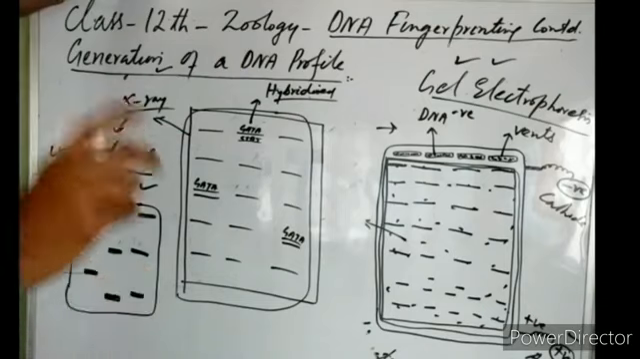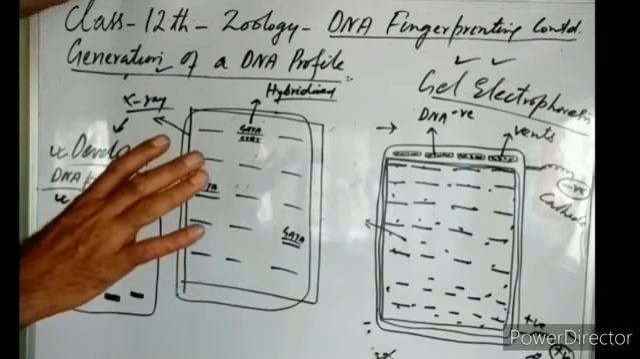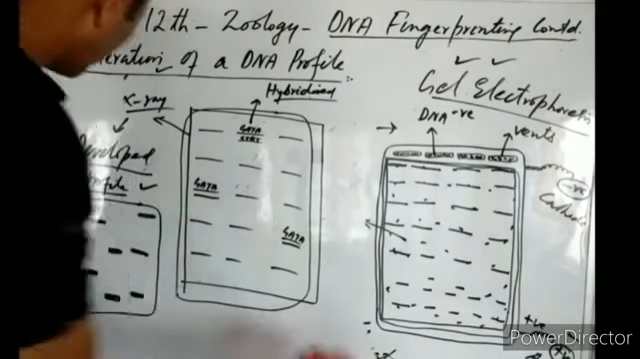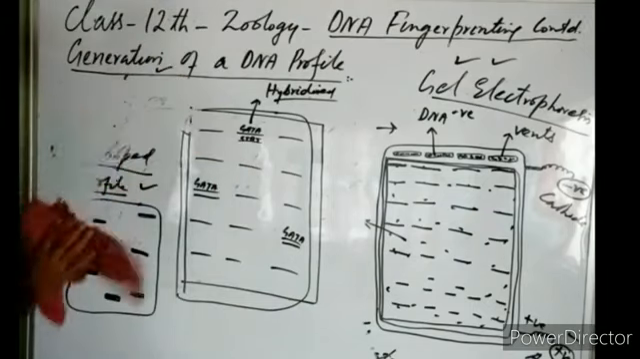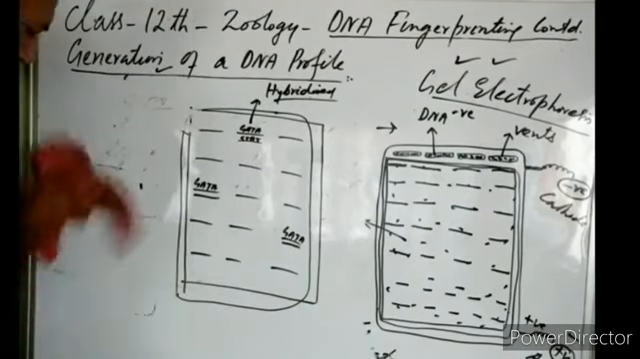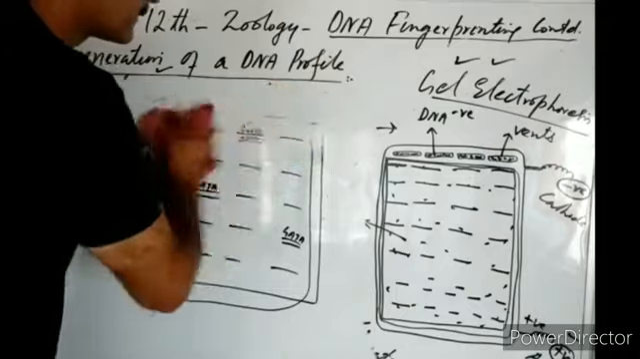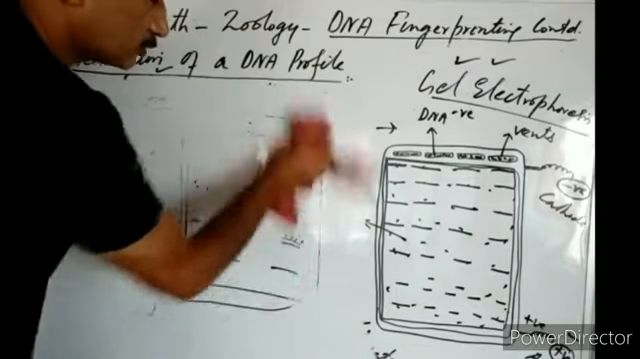Okay. So for generation of a DNA profile, what do we have to do first? We have to take a DNA sample. What do we do to that DNA sample?